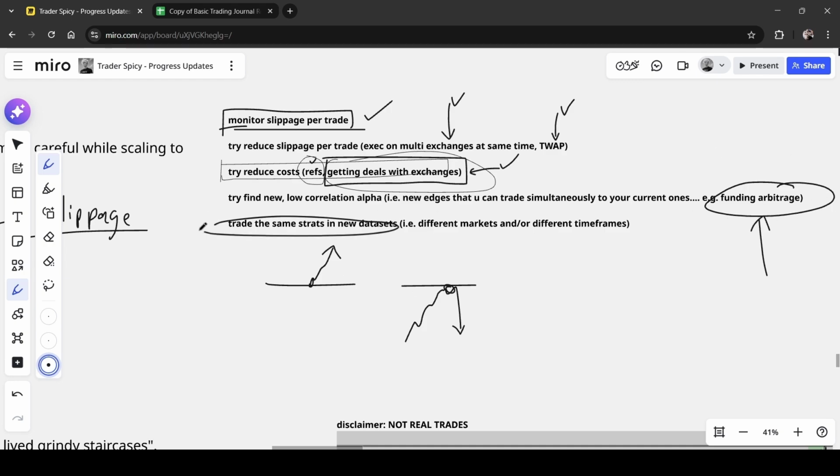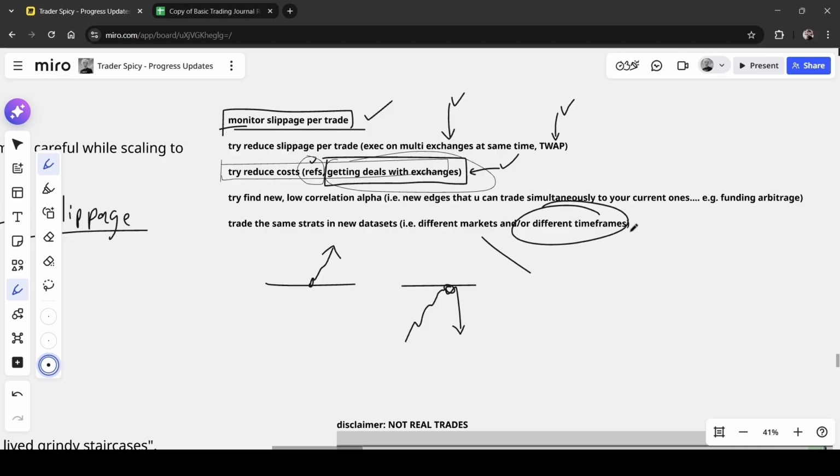Alternatively, you could test if your current strategies work in new data sets. What I mean by this is, does your current strategy work in different markets? So if you trade altcoin perps, do you know if your strategy will work in equities? Do you know if your strategy will work in Forex or commodities, right? You want to test it, because if it does, what happens? You're going to get more positive EV trades. You're going to get more good trades. You're going to make more money. So you want to test if it works in different markets, and you also want to test if it works in different time frames as well.